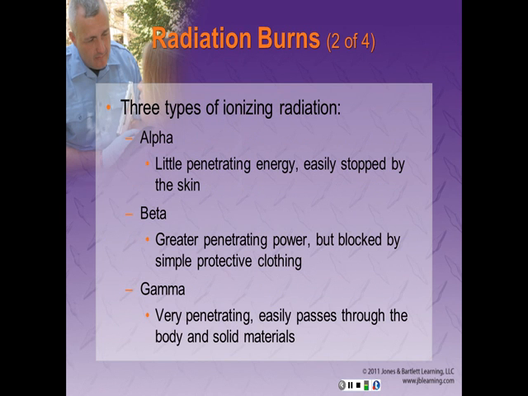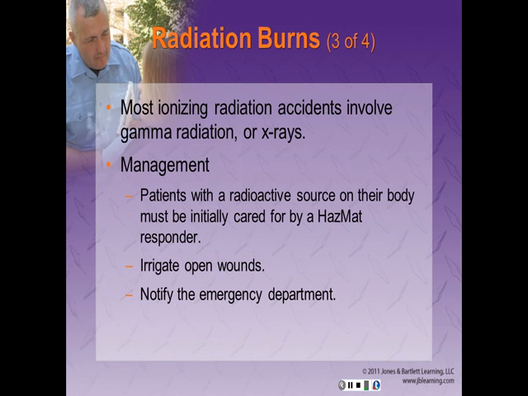And gamma, whose threat is directly proportional to its wavelength. This type of radiation is very penetrating and easily passes through the body and solid materials. Most ionizing radiation accidents involve gamma radiation or X-rays. Radiation burns require special rescue techniques beyond the initial training of an EMT. You need to maintain a safe distance and wait for the hazmat team to decontaminate the victim before initiating patient care.